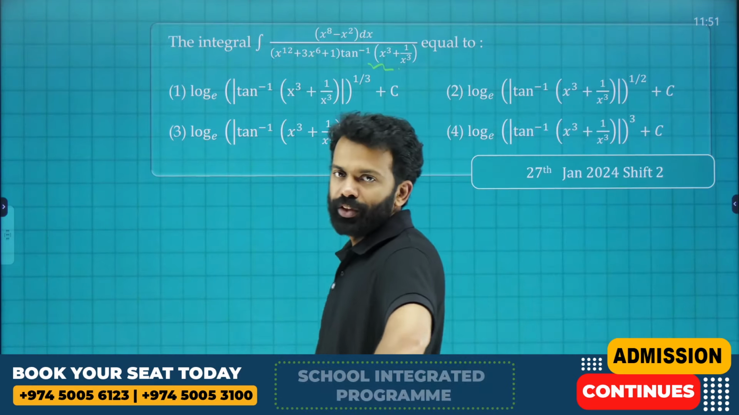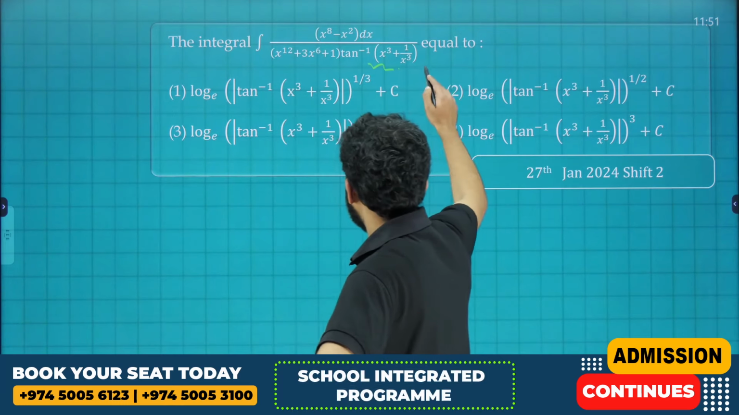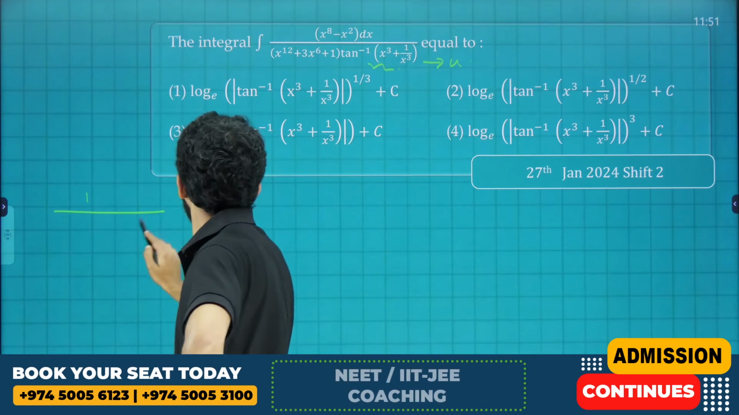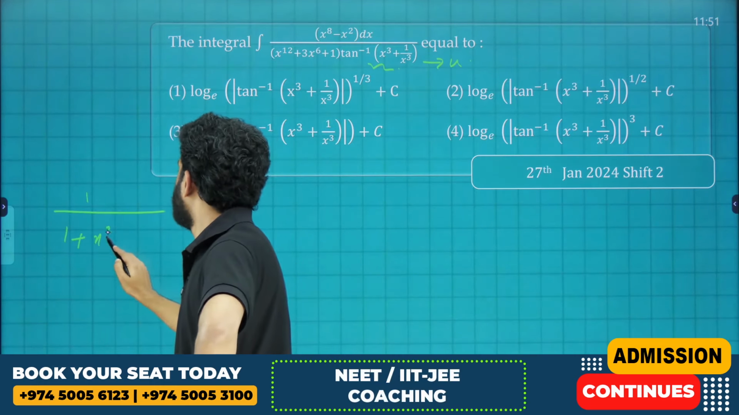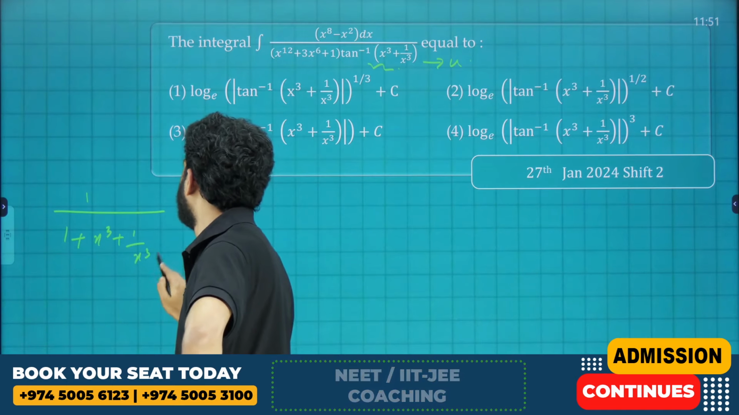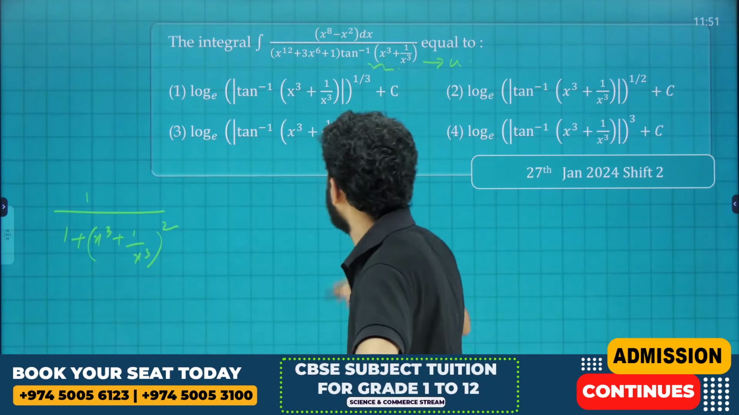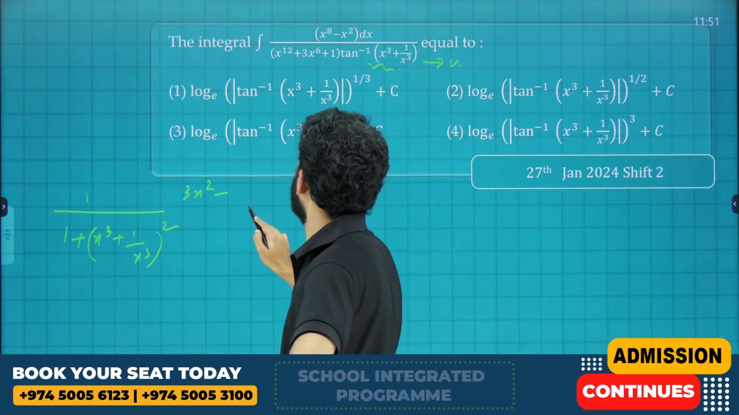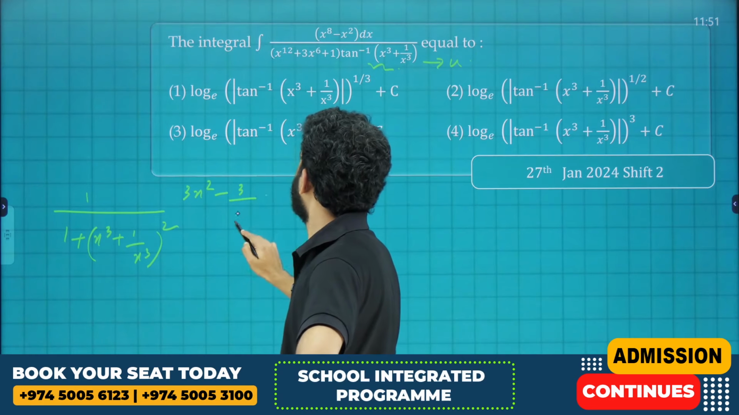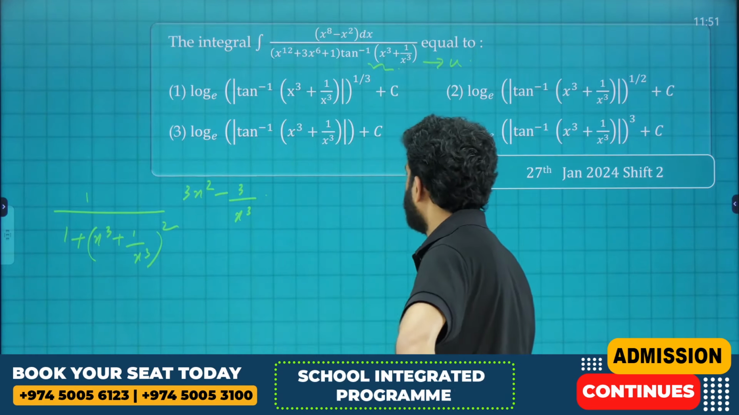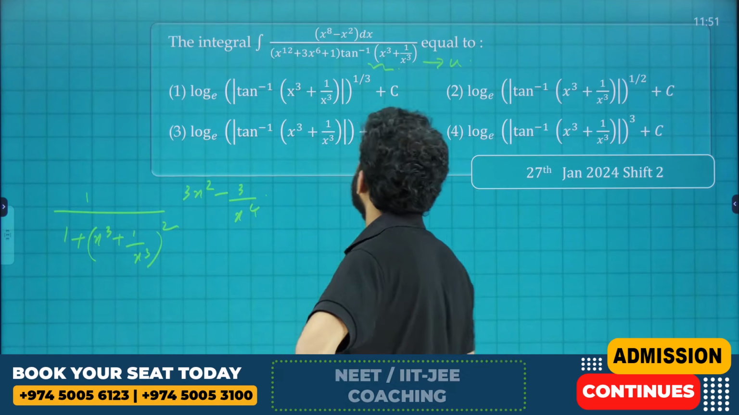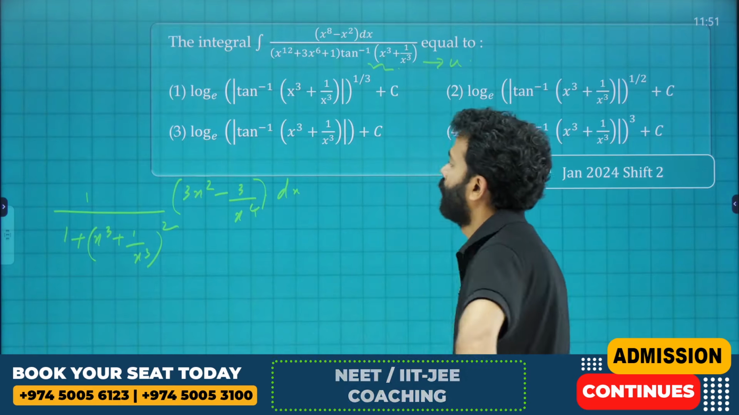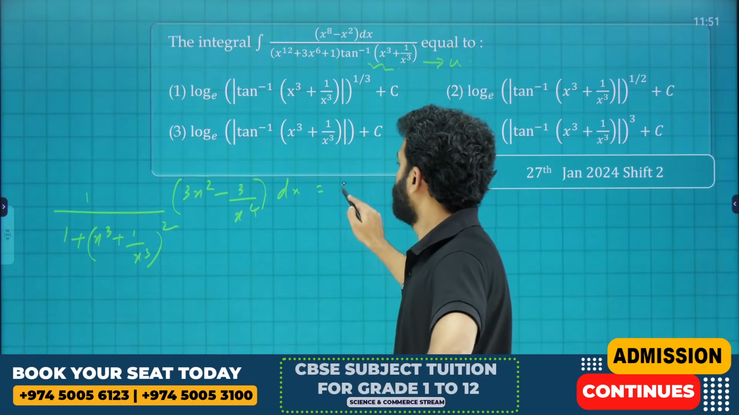Just substitute tan inverse of x cube plus 1 by x cube is equal to u. I'm substituting this is equal to u directly. So what is the derivative? The derivative will be 1 by 1 plus (x cube plus 1 by x cube) the whole square. And what is the derivative of this one? That is 3x square minus 3 by x raised to 4, into dx, which is equal to du.